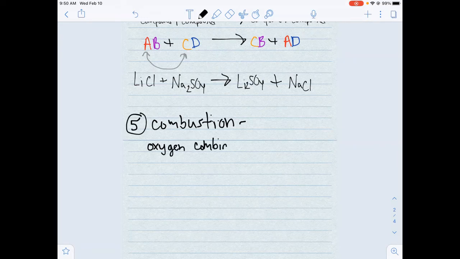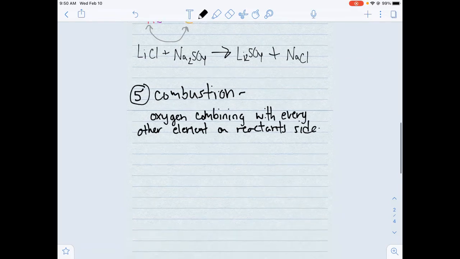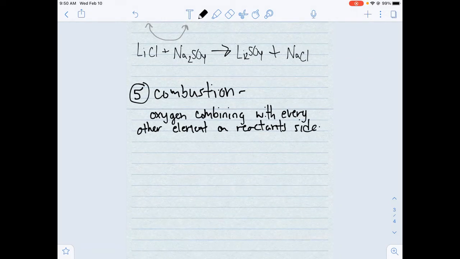combining with every other element on the reactant side, combined with every other reactant on a reaction side. Now, in ours, what we're going to do is we're going to do a narrow definition of combustion reaction, and that's going to be oxygen combines with a hydrocarbon.